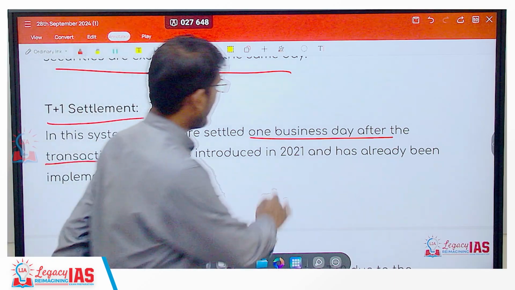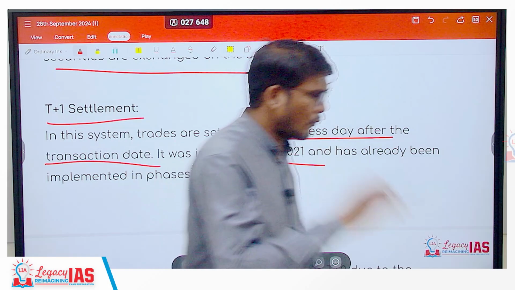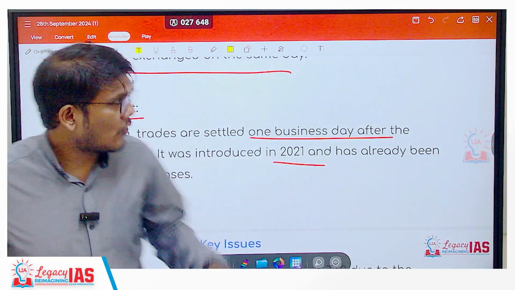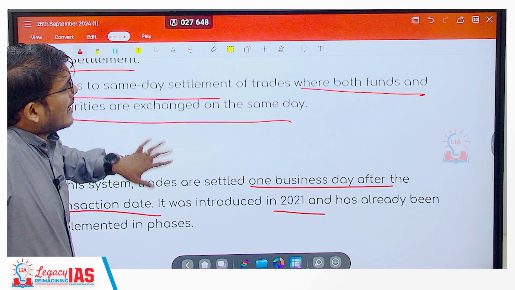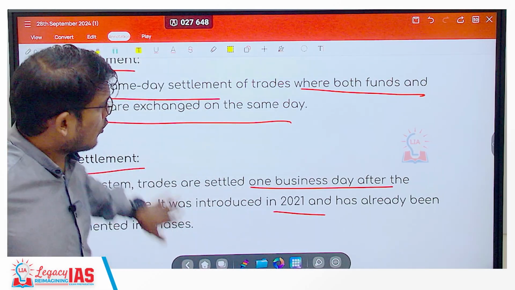It was introduced in 2021 and has already been implemented in phases. So it was introduced a few years back. Now in retail, as a beta version, T+0 has been introduced, and at the same time at an institutional level also we are looking at introducing the T+0 concept.